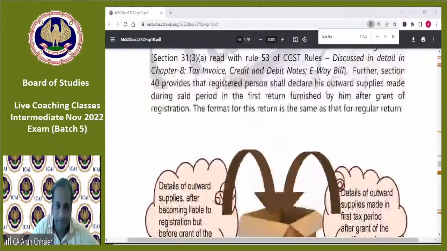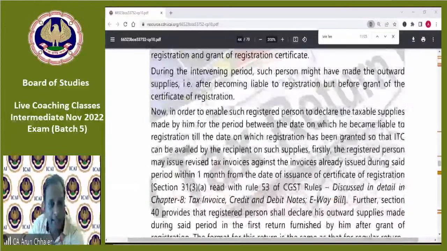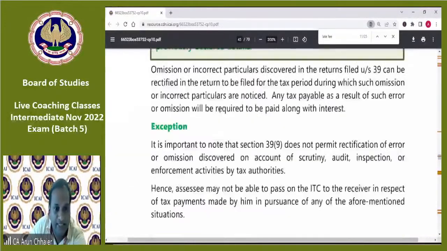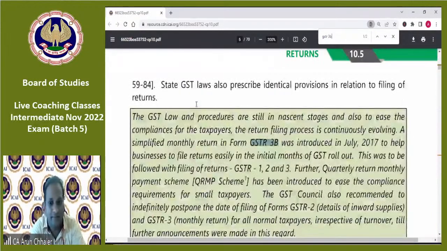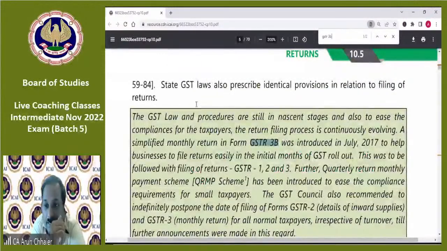But still, we will discuss some more things. Going back to the GSTR3B, what is the GSTR3B? GSTR3B is the detail of outward supply. No, sir, that is GSTR1. So what is GSTR 3B?